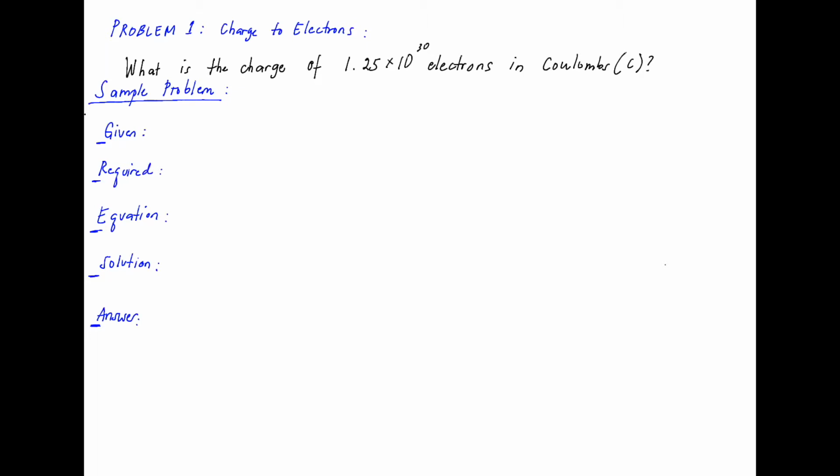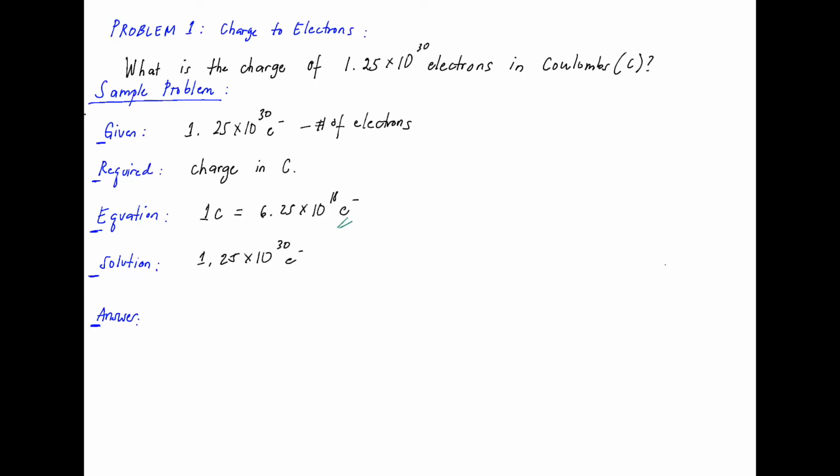What is the charge of 1.25 times 10 raised to 30 electrons in coulombs? First, we'll write the given and the required. So we have here the given 1.25 times 10 raised to 30 as the number of electrons, and we're looking for the charge in coulombs. For our equation, we have to take note that for every 1 coulomb, there is 6.25 times 10 raised to 18 electrons.